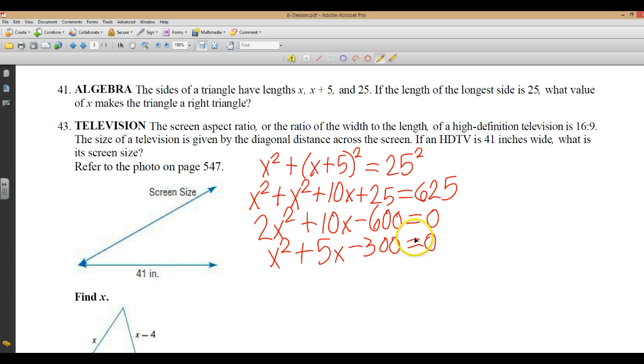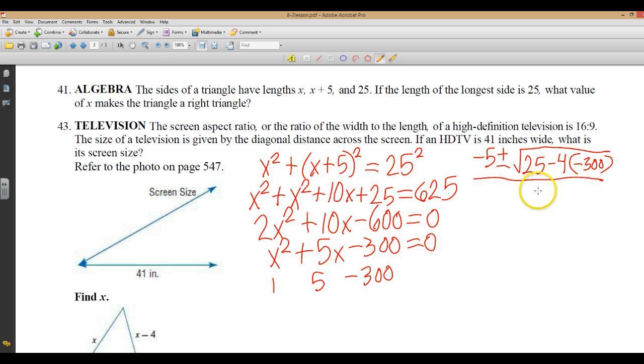And then substitute these values into the quadratic formula. So a is 1, b is 5, and c is negative 300. So we want the opposite of b, plus or minus the square root of b squared, which would be 25, minus 4 times a, so 4 times 1, times c, all over 2 times a, 2 times 1.